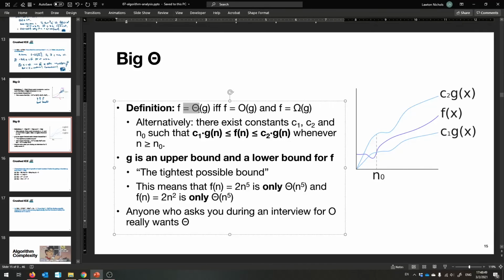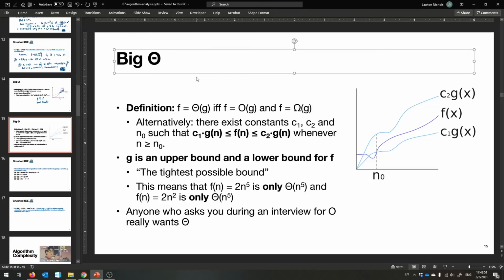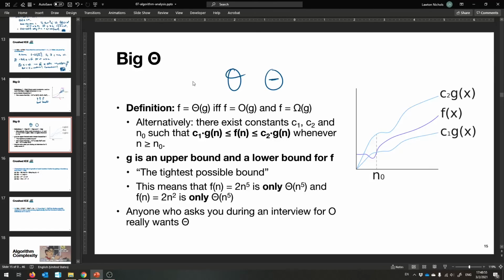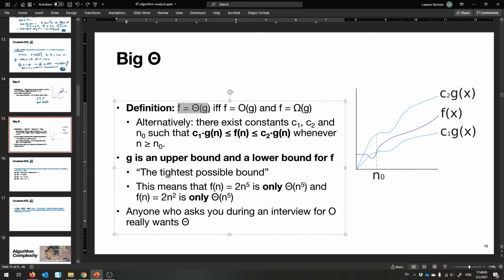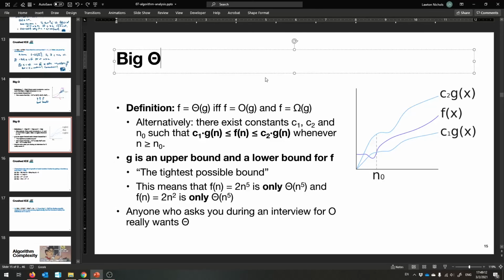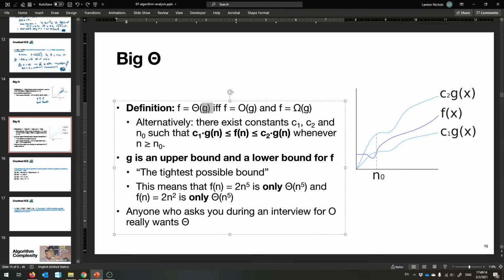So big theta, capital theta. You might have seen theta like this before, where they're like theta versus that. There's a gap between now. That gap is because it's capital. This was a lowercase theta. Now you know. So f is big theta of g if it's both big O of g and big omega of g. It's bounded above and below by the same function.